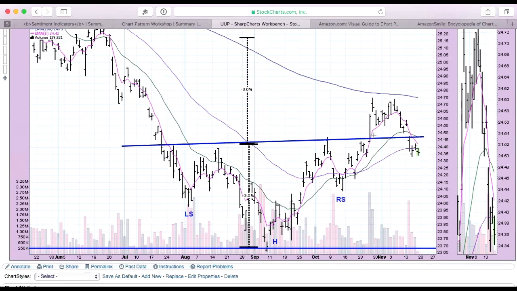And in this case, of course, it did execute, but again, we didn't get anywhere close to the minimum upside target. So it's good to show you these patterns and how they don't always execute the way you expect.